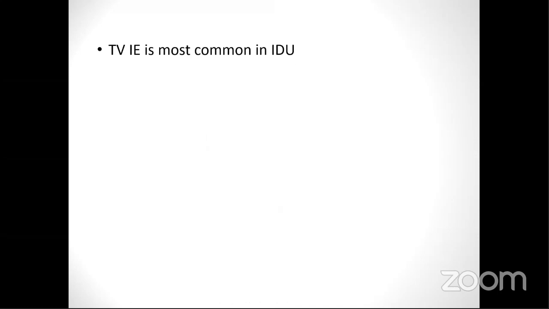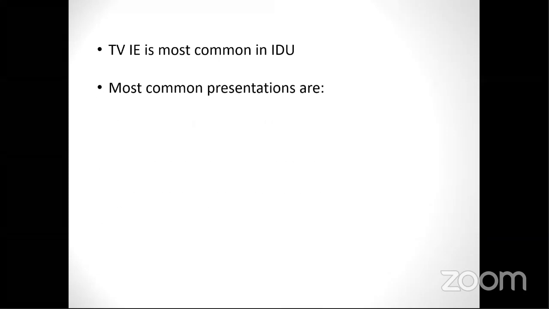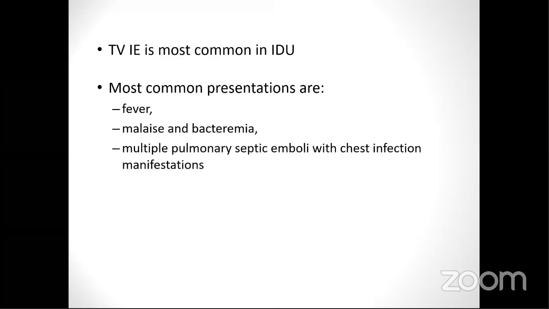Let's know that tricuspid valve infective endocarditis is very common in intravenous drug patients. It's the most common presentation to find your patient with fever, malaise, and manifestations of systemic bacteremia, multiple pulmonary septic emboli with chest infection manifestations.